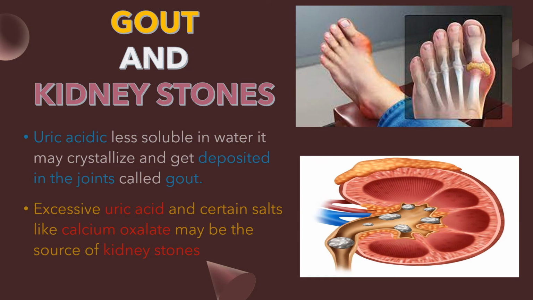Gout and kidney stones. Uric acid is less soluble in water. It may crystallize and get deposited in the joints called gout. You can see in this picture the crystallized form of uric acid. It is deposited in the joints. That is called gout.